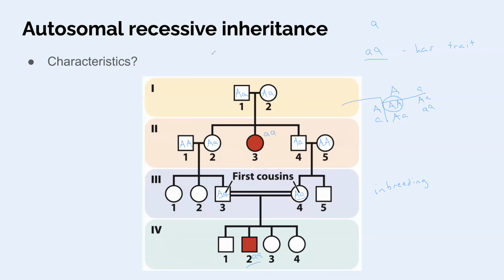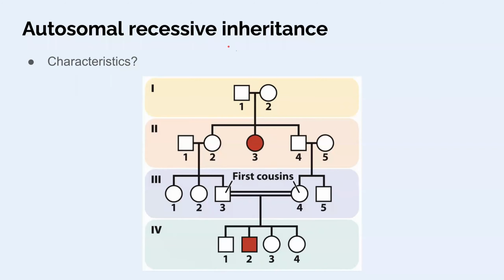Okay, so characteristics: we do see it's possible to skip a generation. This is kind of an exceptional case with the inbreeding. But it is possible for people to have a trait and be born to parents who don't have the trait. That's a characteristic of a recessive allele. And then we don't see, or we shouldn't see, any sex-specific inheritance patterns.